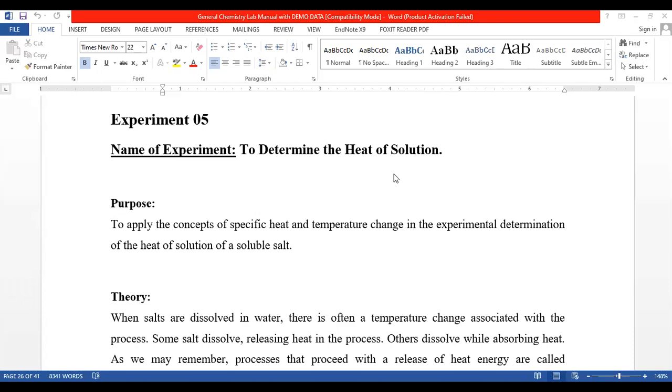That means when we dissolve any solute in a solvent, what is the change in terms of heat, in terms of thermal energy of the system. That will be calculated in this experiment.